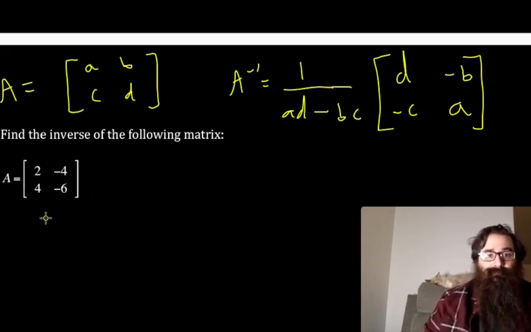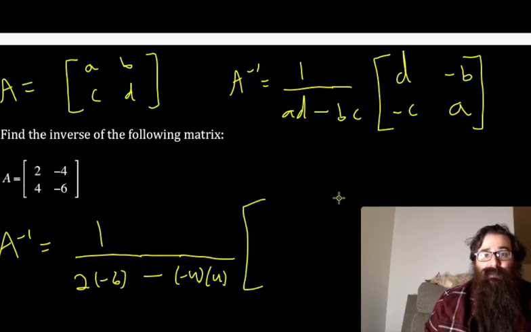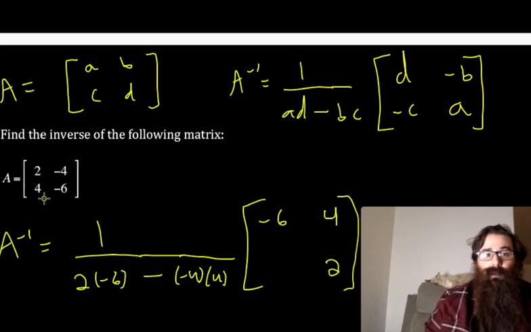Let's go ahead and do it here. So A inverse, I want 1 divided by, we multiply on the main diagonal. So that's 2 times negative 6. And then I want to subtract the product on the off diagonal. So then minus, and then it should be negative 4 times 4. And this is going to scale into the following rearrangement of our matrix. On the main diagonal, we swap those entries. So negative 6 in the upper left, 2 in the bottom right. Those other entries, we're going to flip their sign. So negative 4 is going to stay where it is, but I'm going to change its sign to positive 4. Positive 4 is going to stay where it is, but I'm going to flip the sign to negative 4.